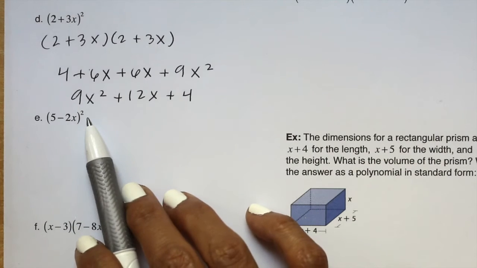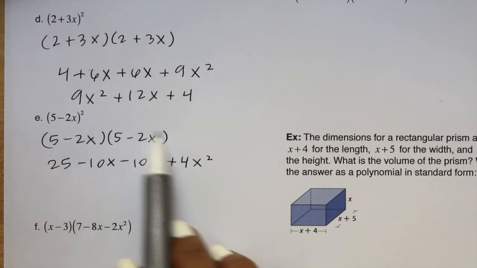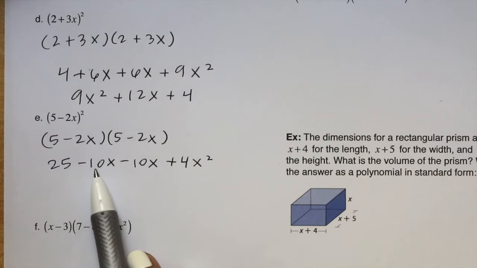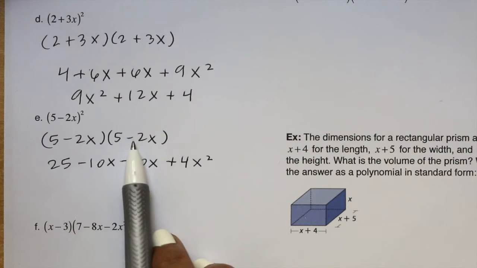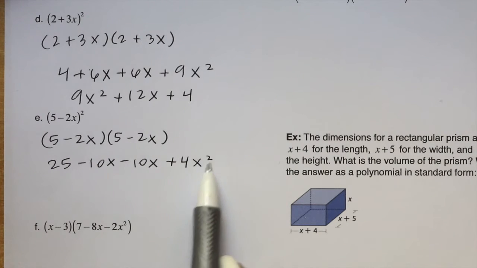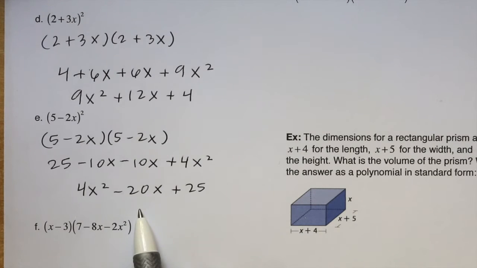For part E, we're going to rewrite it, and now we're ready to FOIL. So you're going to do first, outer, inner, last. Make sure when you multiply the outer and the inner, you get negative 10x and negative 10x. And then last is a negative times a negative, which makes positive 4x squared. And last step, we're going to rewrite it and combine these terms in the middle. So you get 4x squared minus 20x plus 25.